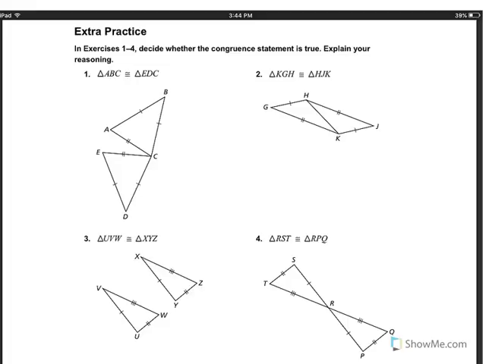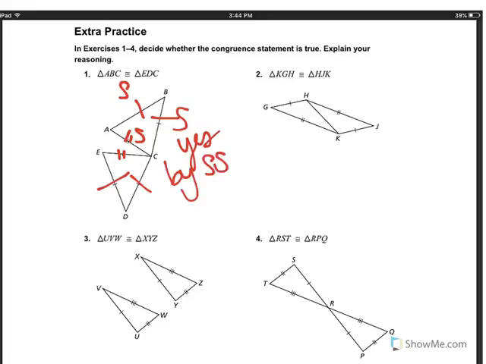In these exercises, we're going to determine whether the congruence statement is true, and you can explain your reasoning. So if we take a look at number 1, I see that AB and DE have one tick mark. BC and DC also have one tick mark, so that's S and S so far, two sides. And then I see AC has two tick marks and EC has two tick marks, that's another S. So yes, they are congruent by side, side, side. And that's all there is to it.